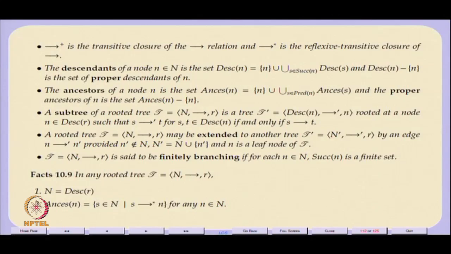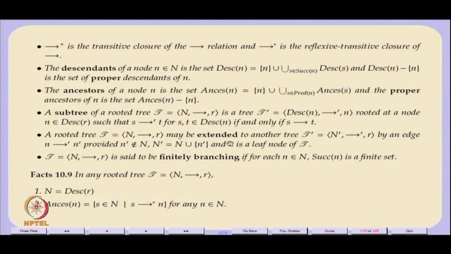And then there is essentially a new edge relation, arrow prime. This arrow prime is just a subset of the old arrow relation, the edge relation, except that it is restricted to only the descendants of n. By the way, my definition of descendants includes n also, so I have made it reflexive. And similarly for ancestors also I have made it reflexive. So, this is the notion of a subtree rooted at something.